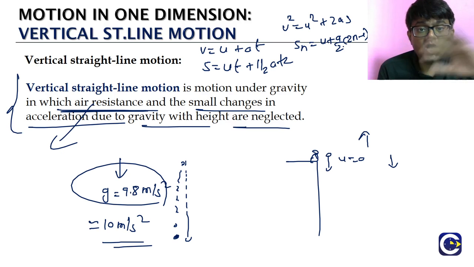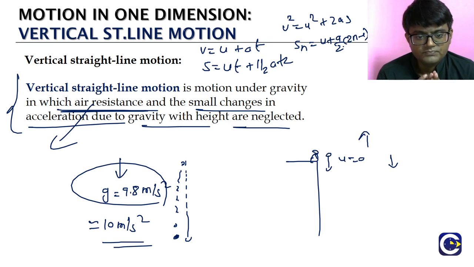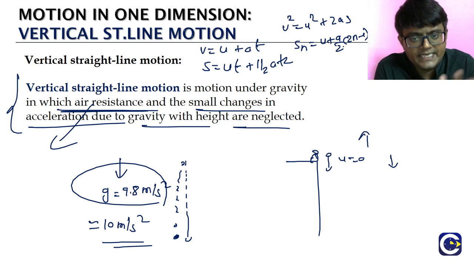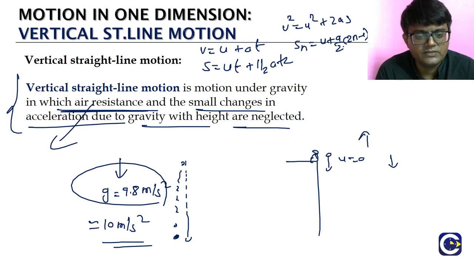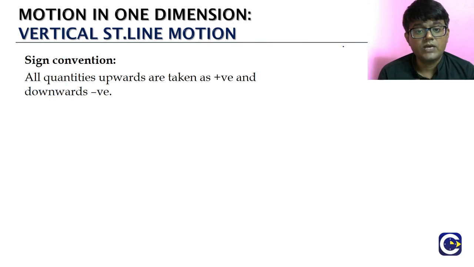The quantities which are in the opposite direction, we will take them as negative. That is the sign convention we follow. Basically, one direction, whatever the vector quantities, we allow to take them as the positive values. Opposite direction vector quantities will be taken as negative. That is the sign convention. Now what is the sign convention we are going to follow in the vertical straight line motion?